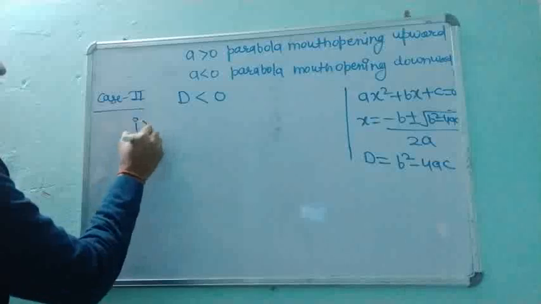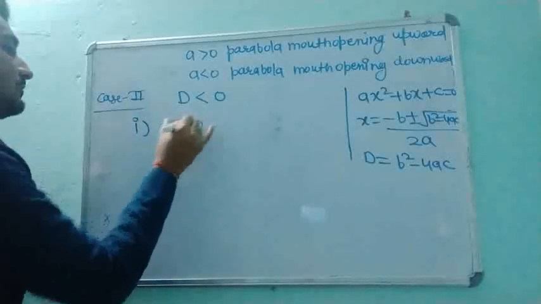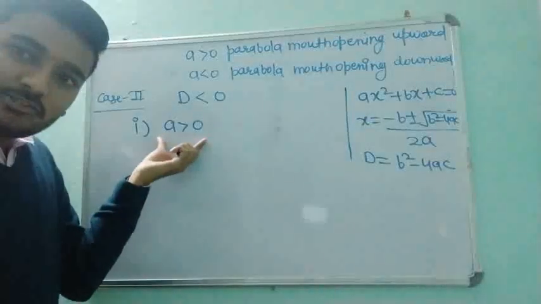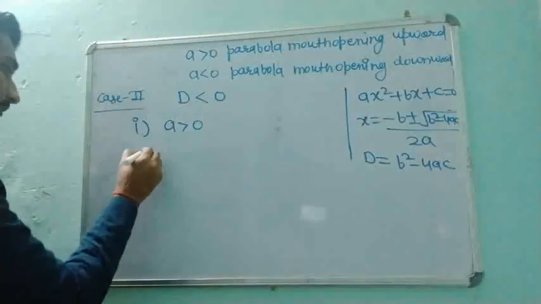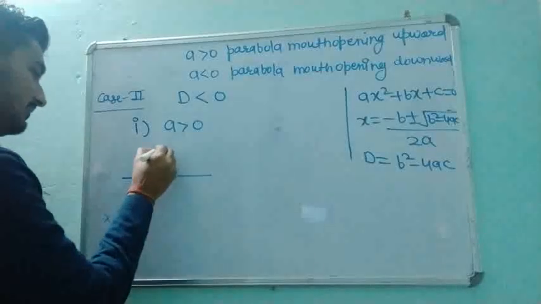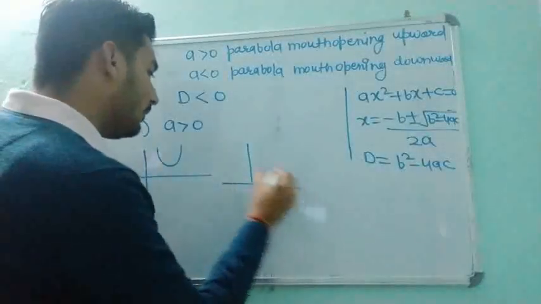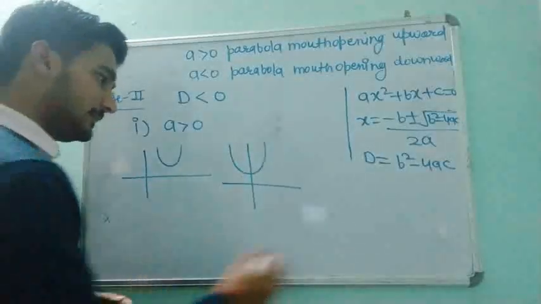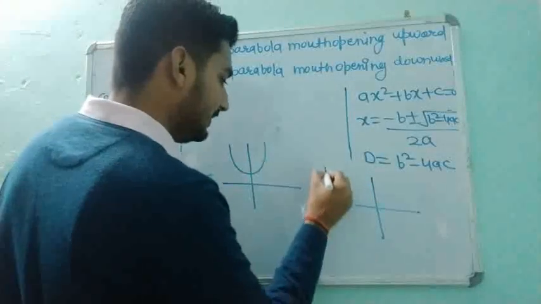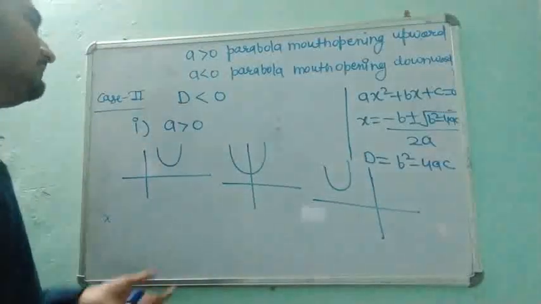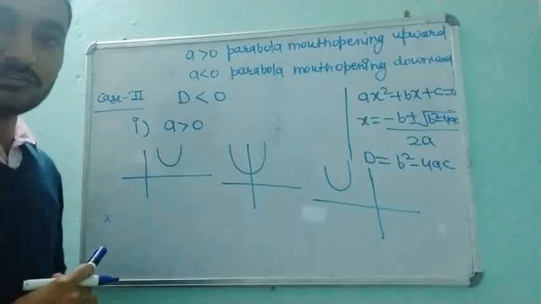So we consider first a greater than 0. It means it doesn't cut the x-axis at any point, and a greater than 0 means the parabola's mouth is opening upward. So the graph of such a quadratic equation is like this, or it may be like this, or it can be this. So this is the graph of the quadratic equation in the a greater than 0 case.